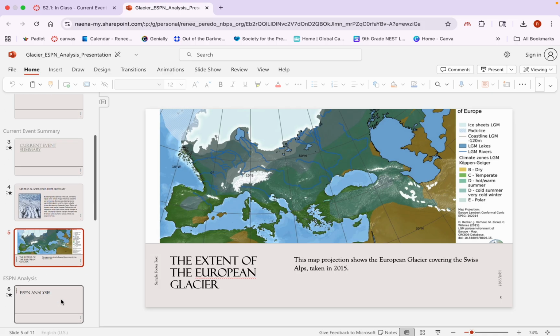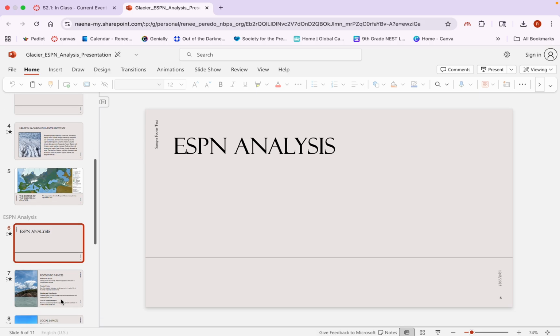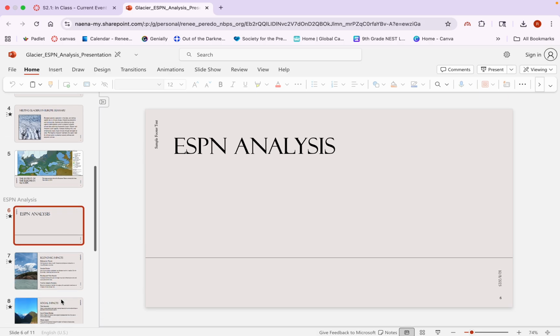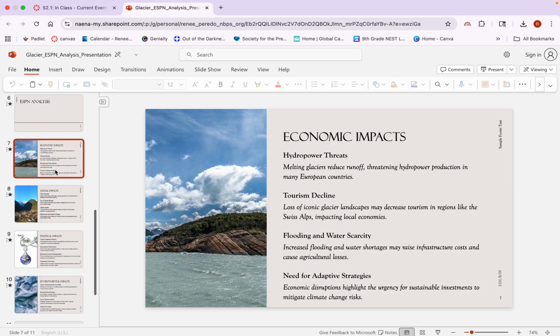Okay. Next, you're going to go into the ESPN analysis. If you're doing this with a partner, there are 4: economic, social, political, and environmental. So 2 of you can have 2 slides, the other 2 can have the other 2. Again, please put your name on it. I am expecting full responses. You want to follow the chart paper that is near my desk with the prompts that really guide you to what to look for. And I promise you, there are economic, social, political, and environmental factors for every single issue.